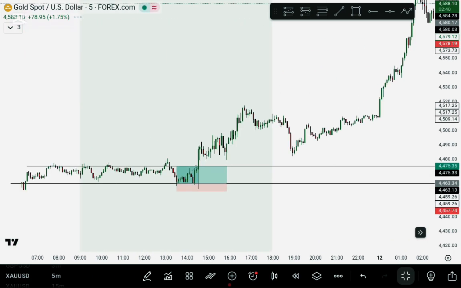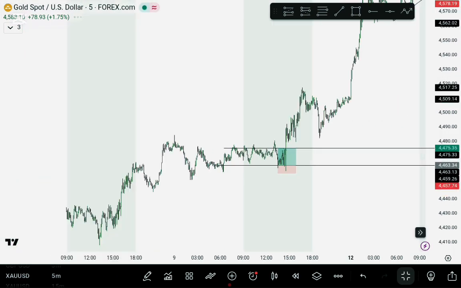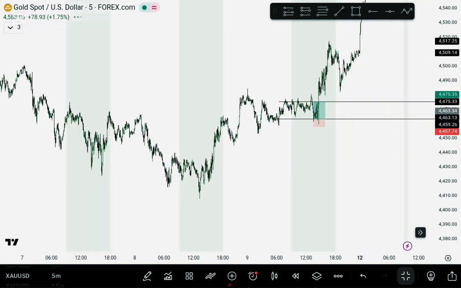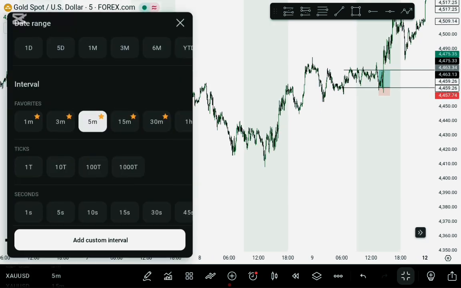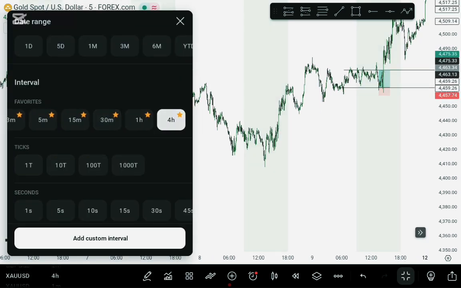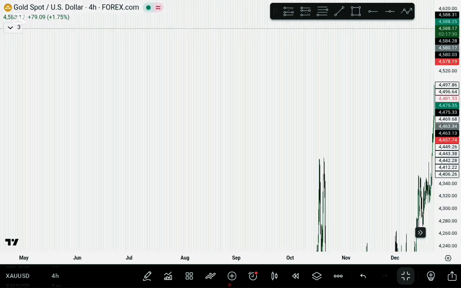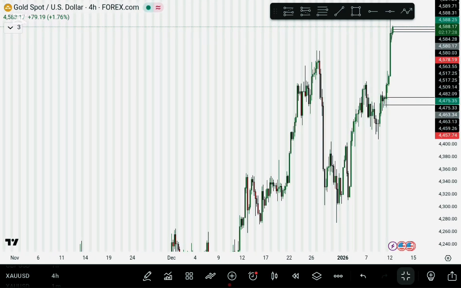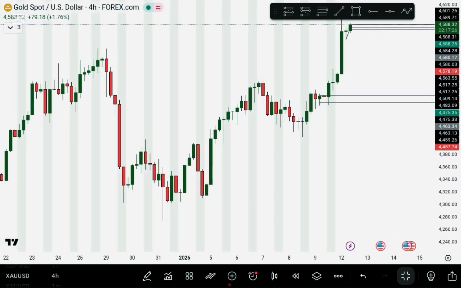Let's see if we can actually backtest more. Okay, let's go to this one. Go to the 15-minute time frame. First of all, go to the 4-hour time frame to know the directional bias of the market. And we can see that the market is still very much bullish.